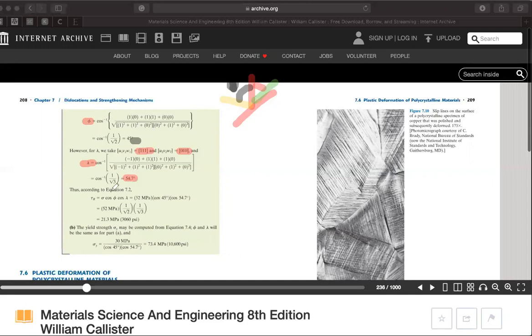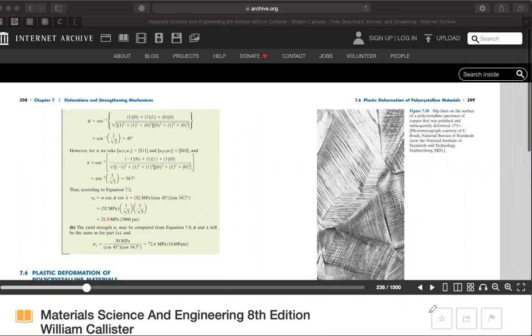And then I'm going to plug it in this equation, right? The 52 megapascal was given in the question. So the resolved shear stress will be 21.3. So if you are applying 52 megapascal from outside, that will result in 21.5 megapascal for that specific plane.